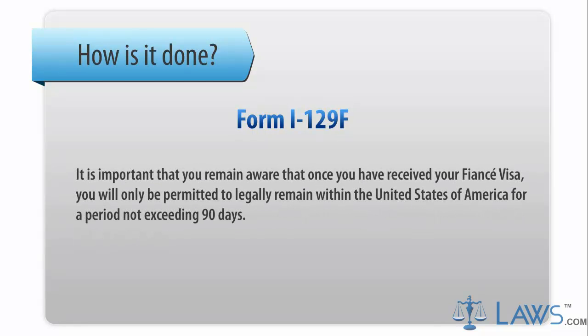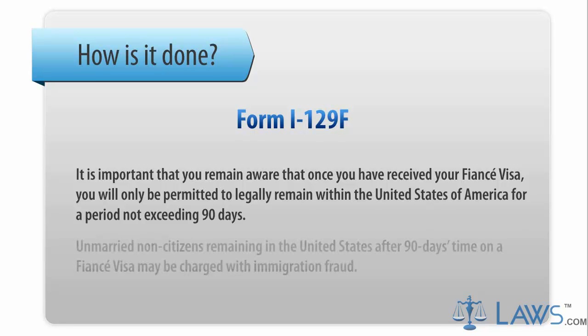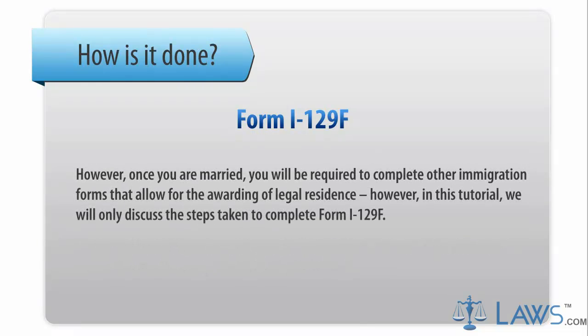Before we get started, it is important that you remain aware that once you have received your fiancé visa, you will only be permitted to legally remain within the United States of America for a period not exceeding 90 days. Unmarried non-citizens remaining in the United States after 90 days' time on a fiancé visa may be charged with immigration fraud. However, once you are married, you will be required to complete other immigration forms that allow for the awarding of legal residence. However, in this tutorial, we will only discuss the steps taken to complete Form I-129F.